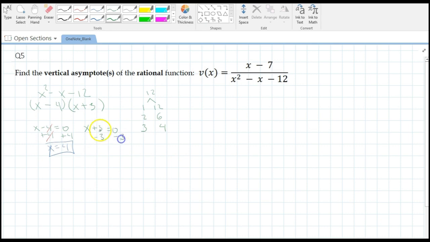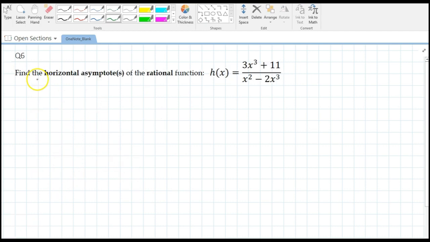Now the other parenthesis, x plus 3 equals to 0. Subtract 3 in both sides of the equal sign. Cancel. Now I have x equals to negative 3. So my vertical asymptote is x equals 4, x equals negative 3.